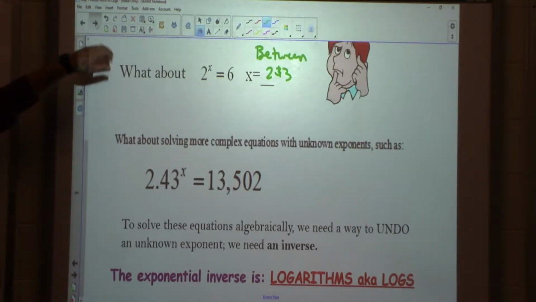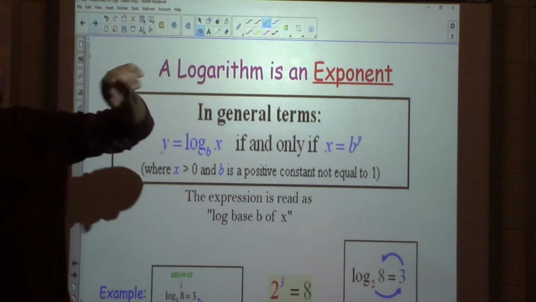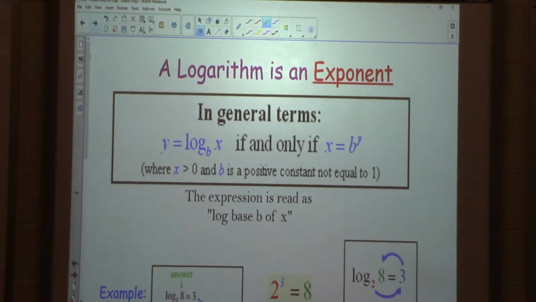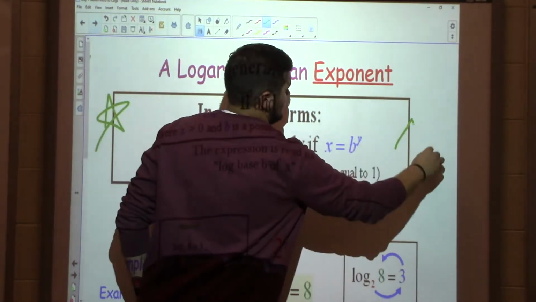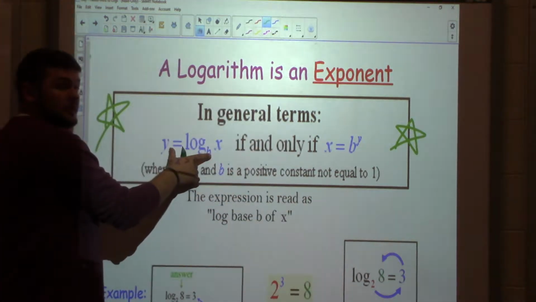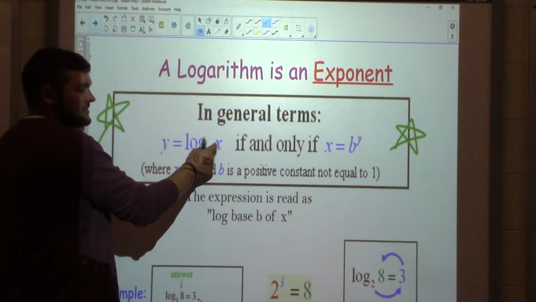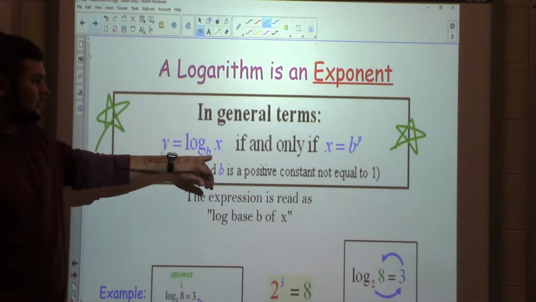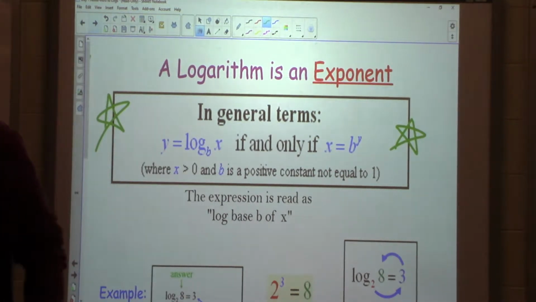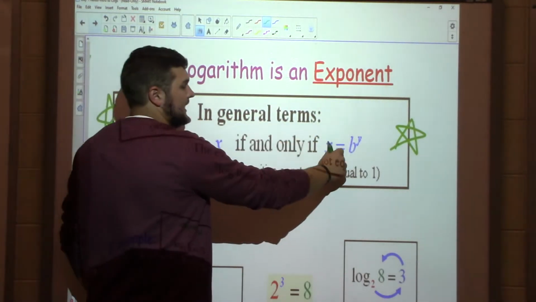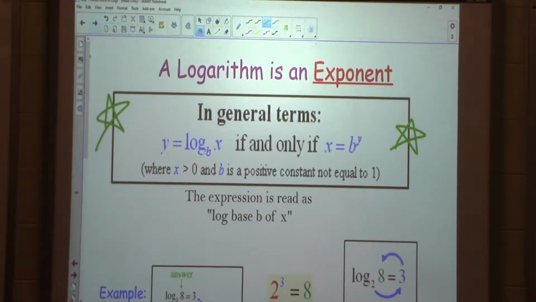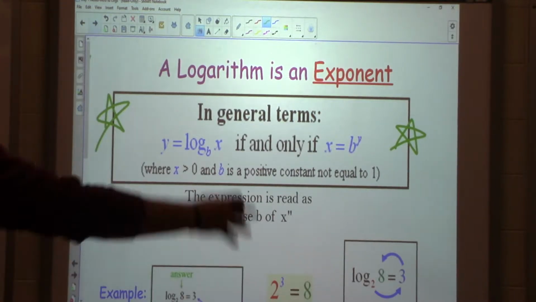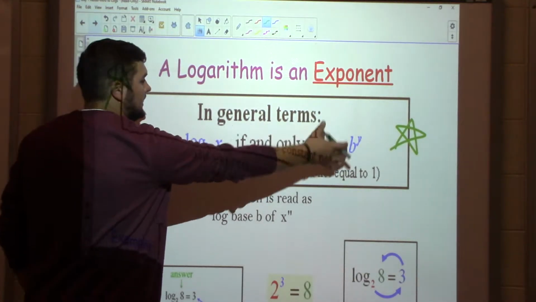So a logarithm is an exponent, right? It's the same thing. We can do logarithms as exponents, we can do exponents as logarithms. In general terms, guys, this is really important. We have a log form, which is y equals log base b of x. That's how we say that. Log base b of x. And we have exponential form. x equals b to the y power. They mean the exact same thing. They should both work using the same numbers. We're going to change back and forth between log form and exponential form.